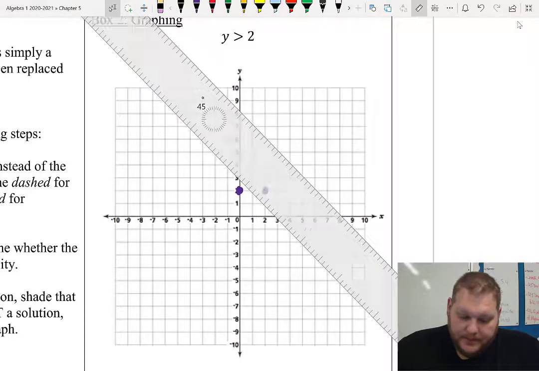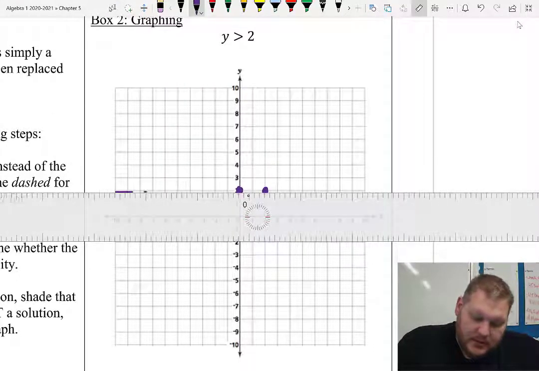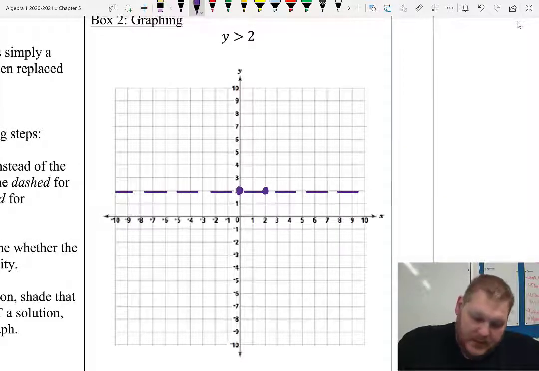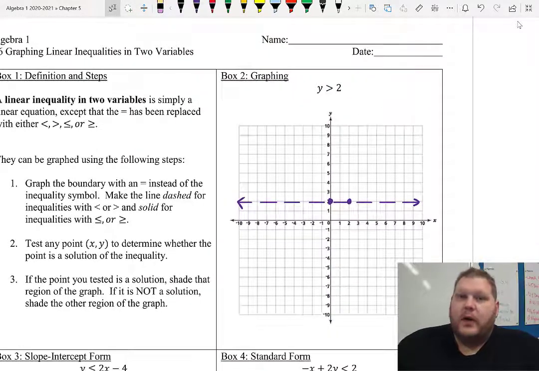So I'll grab my ruler, I'm going to line it up, and then across here I'm just going to make a dotted line for my boundary. Still have arrows on the ends. From here, we need to determine where it's shaded. Now, there's two different ways of doing this. The way I have written up here is using what's called a test point. So we're just going to pick a point somewhere on my graph, it doesn't matter where, and we're going to check to see whether it's true or not.